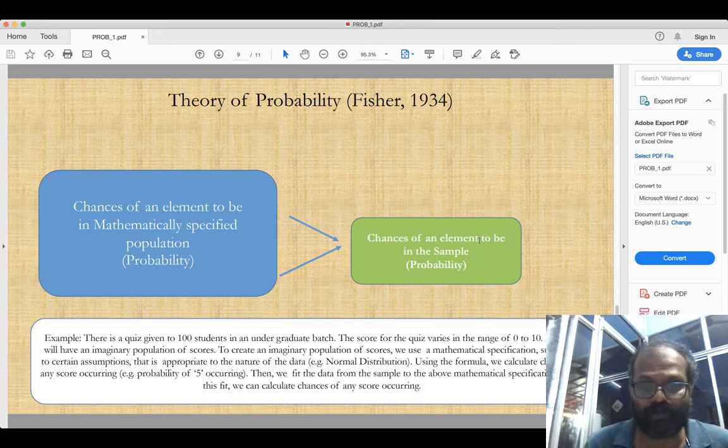Now coming to another important thing, the theory of probability, on which Fisher talks. Broadly speaking, probability is something like the chance of an element to be in a mathematically specified population. That's with respect to population, whereas the chance of an element to be in a sample is sample probability.